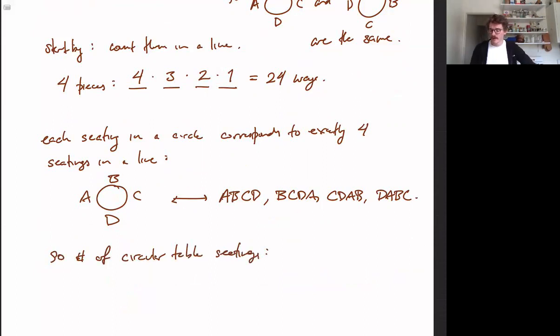So the point is that we've counted the number of ways to seat people in a line, and then we've said that exactly 4 of those correspond to each of the things that we are interested in. So to find the number of things we're interested in, we just need to take this count and divide it by 4. So we find that there are 6 ways to seat 4 people at a circular table.